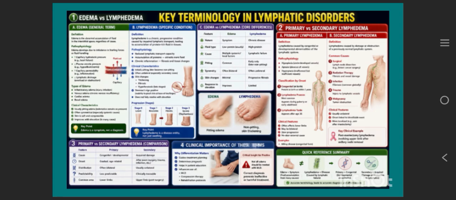What is hypoplasia? Hypoplasia means underdeveloped vessels. What is aplasia? Aplasia is absence of vessels. Wherever you find A at the start, it means absence of something. Aplasia means absence of vessels.